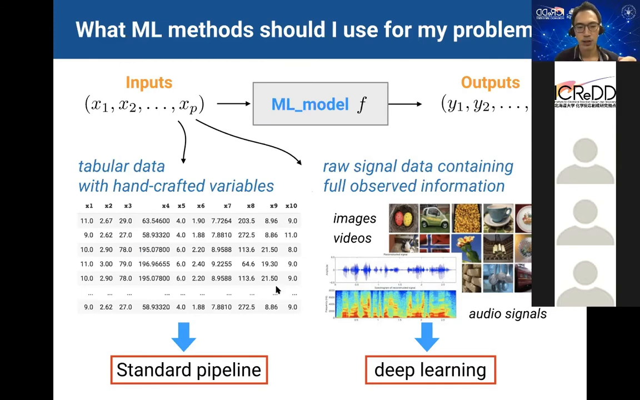First, I will explain this standard pipeline. And probably for beginners, in most cases, except images and audio, you should use this pipeline. But if your target is images or audio signals or some sensor signals, the raw observation, then you can consider deep learning. But first, I will explain the standard pipeline.